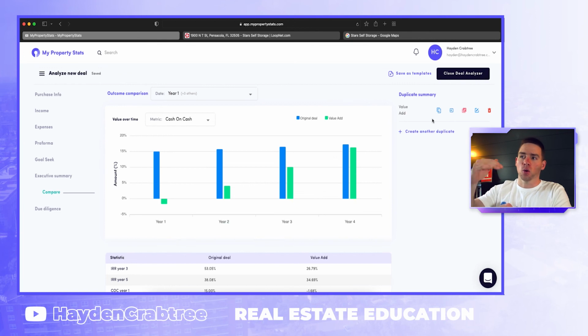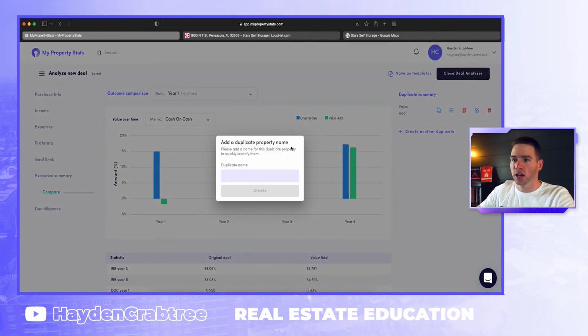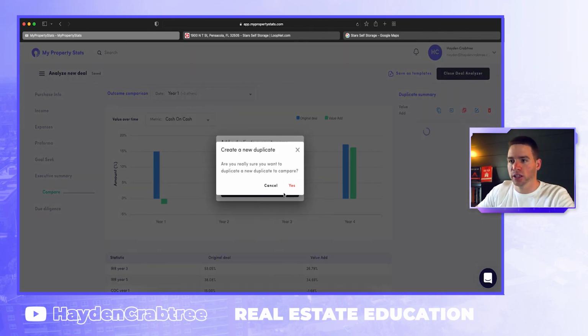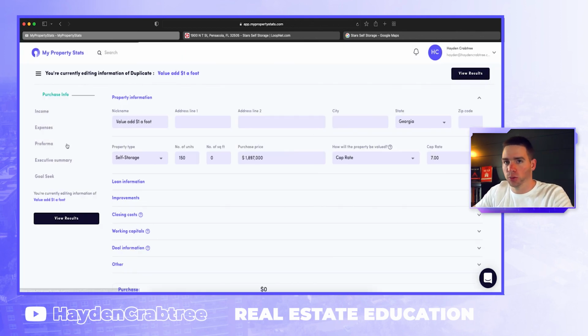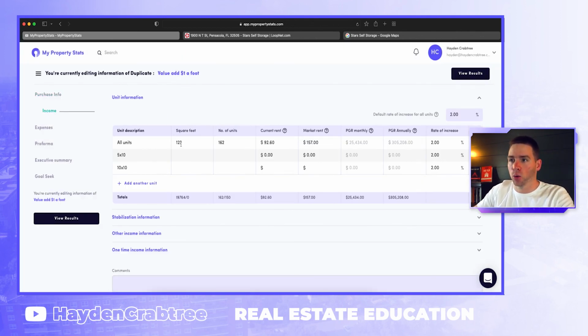You could create, hey, what if this thing doesn't rent at the $1.29? What if it rents at $1 a square foot, right? So, we could quickly do that. So let's just duplicate this deal. And let's say, value add, $1 a foot. We can create this. Yes. And we just duplicated the duplicate. We didn't duplicate the original, which is good. We keep all of our assumptions. But now we're going to just list this at $1.22 a square foot. We're going to keep all of our other assumptions.